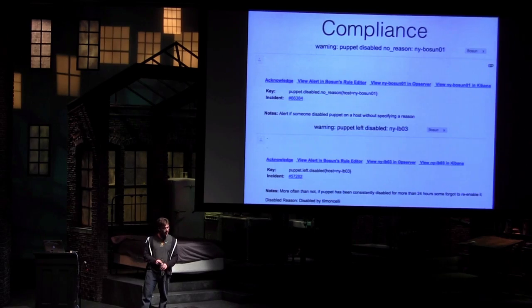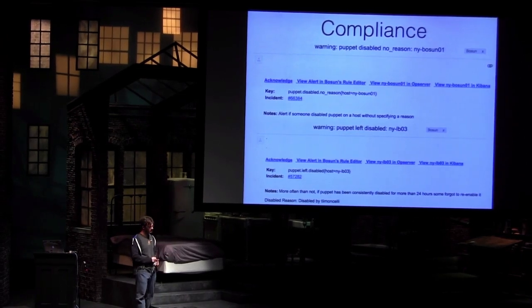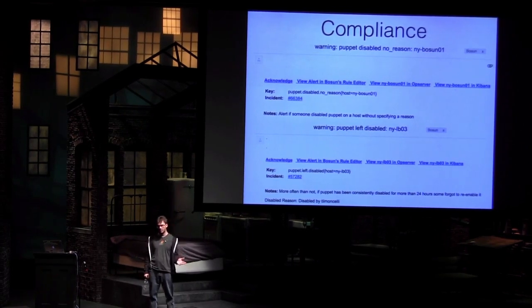Just another type of alert is compliance alerts. These are kind of fun. You can change people's behavior with alerting. So we disable Puppet sometimes when we're working on an environment. It basically says, Puppet, don't run until I tell you to run again.